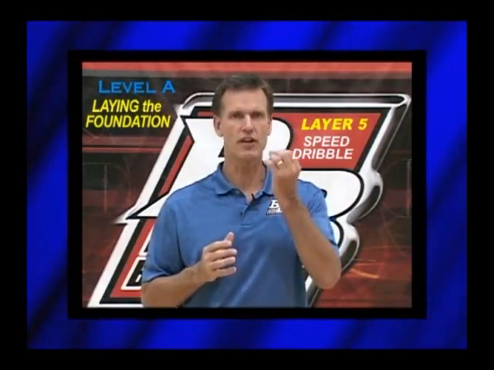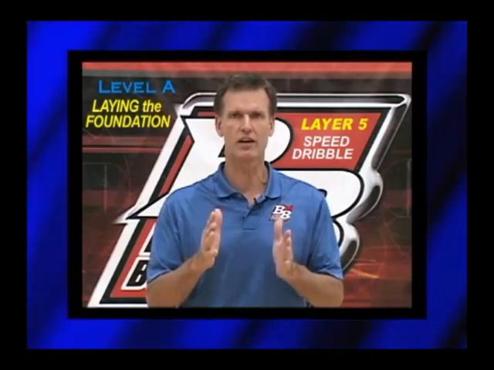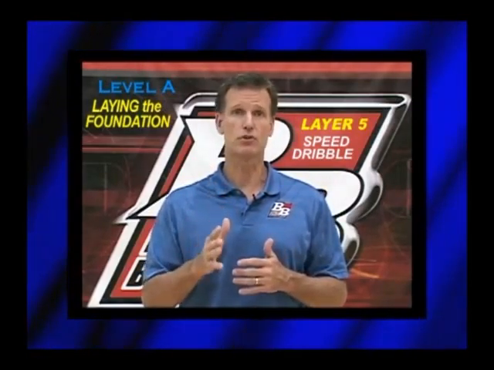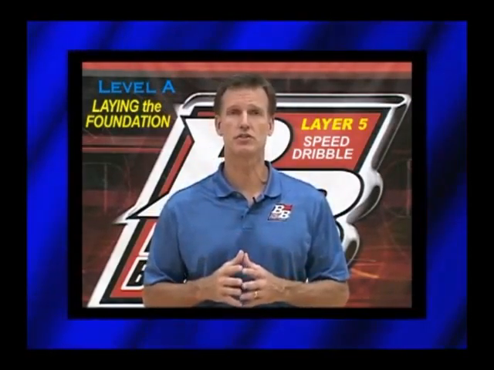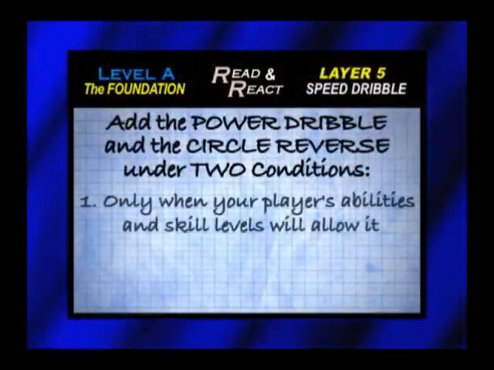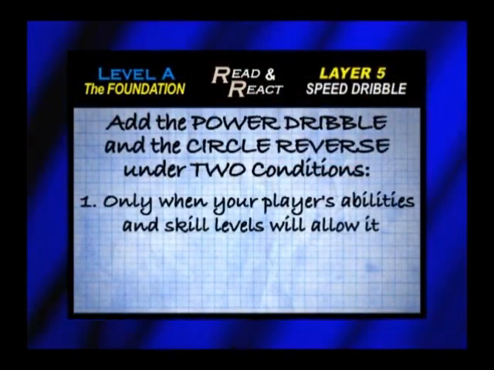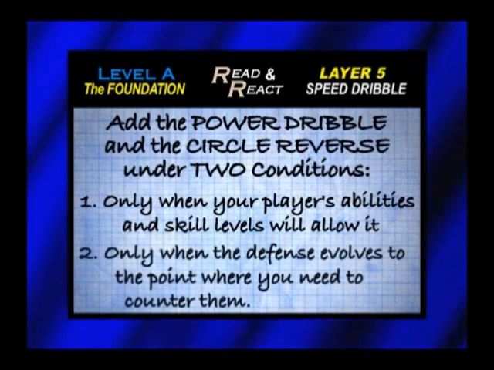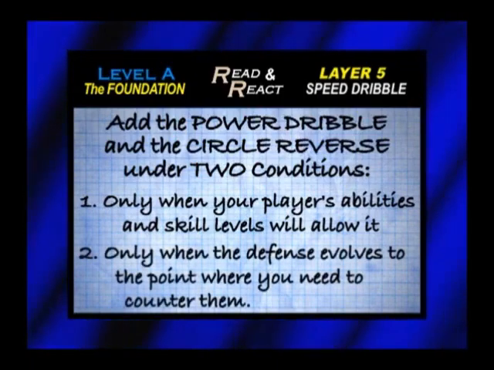My best advice to youth coaches is to err on the side of simplicity. Cook your players until they can play by principle in that layer. Add the power dribble and circle reverse only under 2 conditions: only when your players' abilities and skill levels will allow it, and only when the defense evolves to the point where you need to counter them.